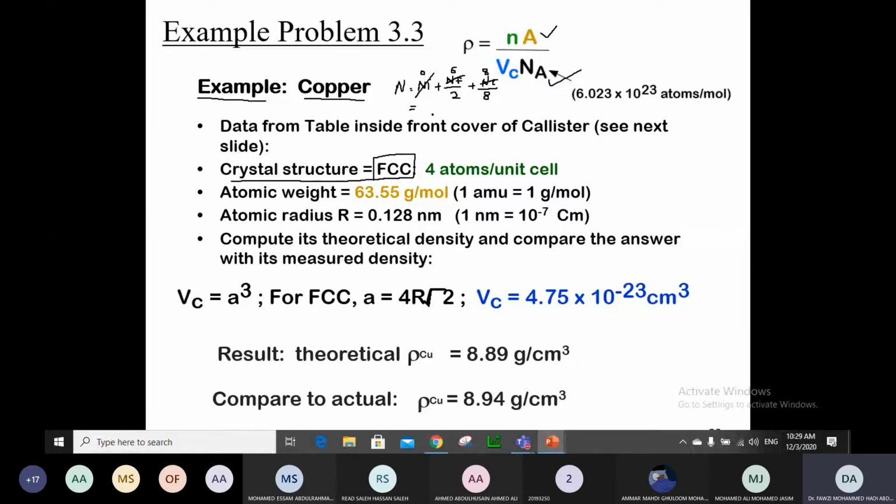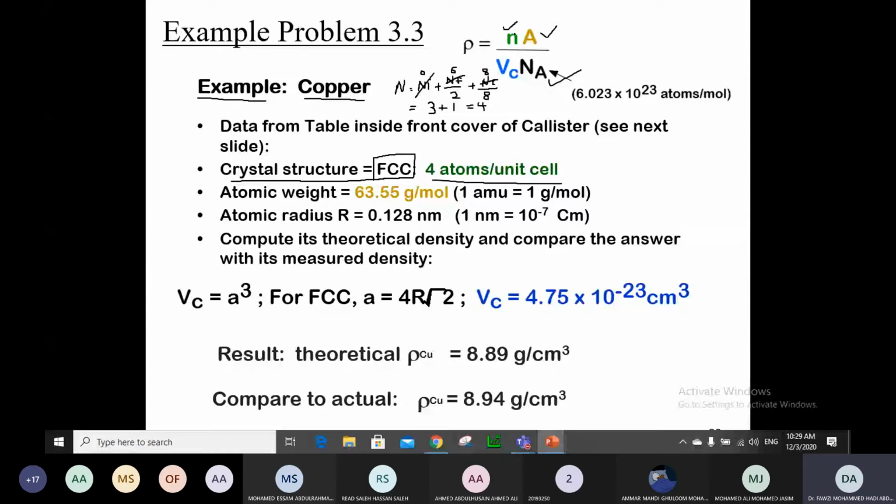Okay, so let me continue. Don't interrupt; once we are finishing with something, then interrupt. So we have 0 there. 6 over 2 becomes how much? 3. And plus 1, which is there. So the number of atoms per unit cell is 4. So we have determined that.